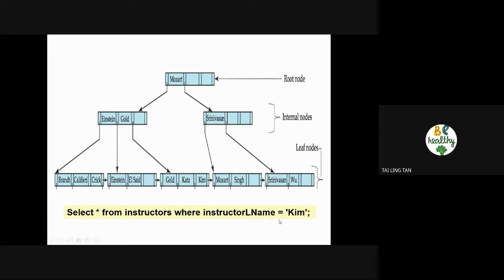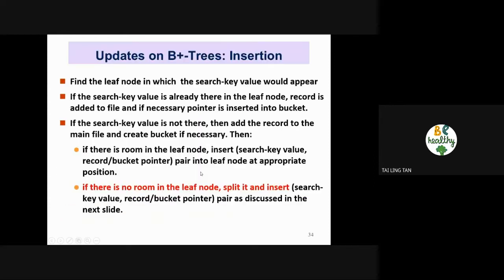Okay, so we have one example here where we want to find this Kim, and K is less than M. Okay, so K is less than M, so we come to this part. So we find this one by one. K is greater than E, K is greater than G. So we will follow the pointer to the bottom. Then since this one is the leaf node, we will do comparison one by one, and eventually we find Kim. Okay, so this is how we find a key inside this B tree.